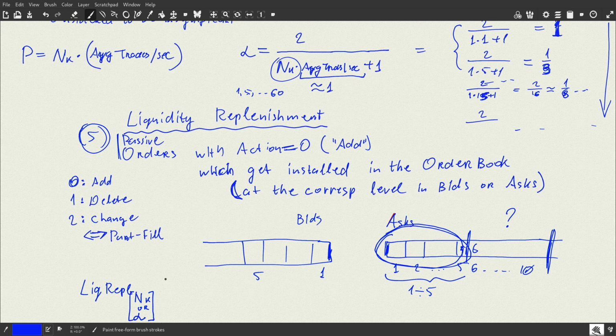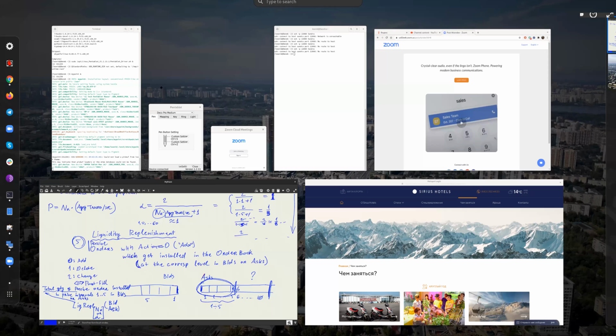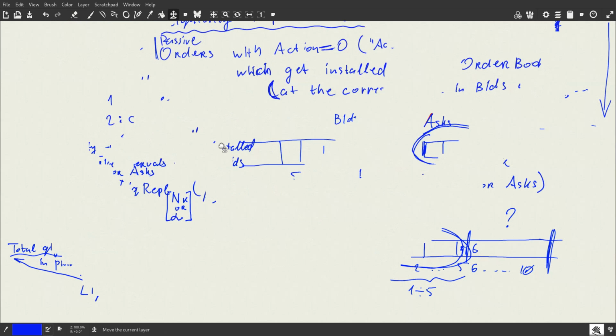which is the total quantity of passive orders. What is this liquidity replenishment? I give a definition: total quantity of passive orders installed in price intervals 1 to 5, it could be in bids or asks. So this is very, very similar to liquidity taking, which we have considered above. But now it is about liquidity replenishment.